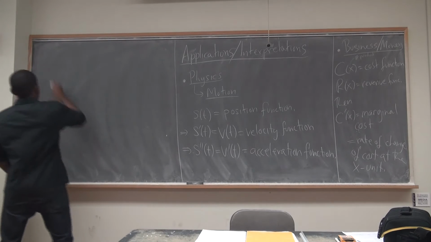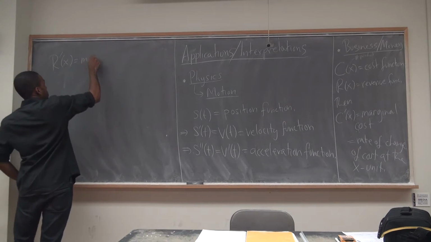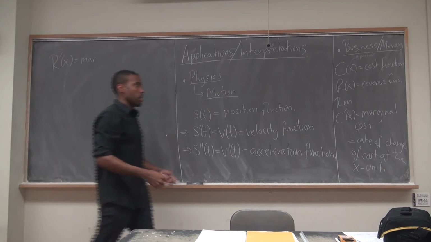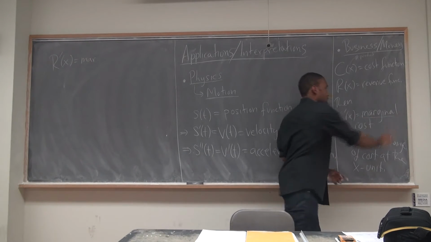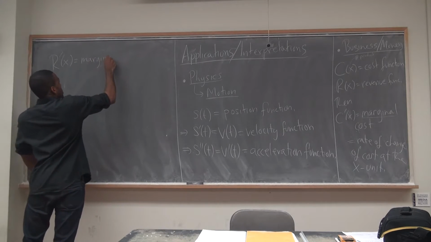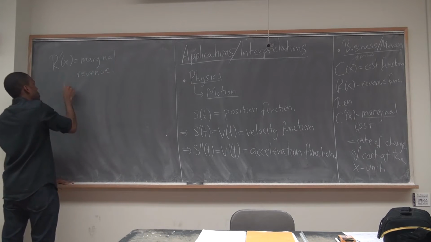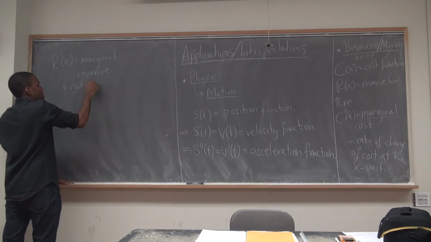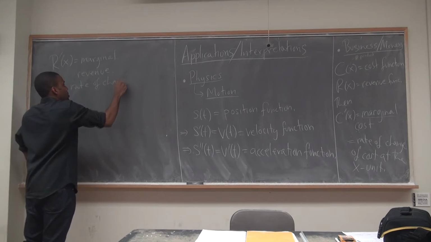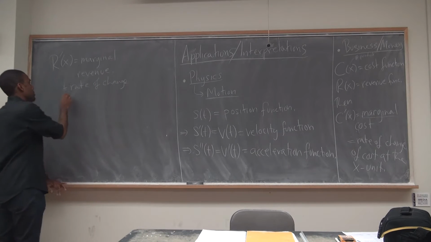Similar for revenue. It's also called marginal. So usually when you're dealing with finances and you're talking about derivatives, marginal is the word that they use, because you're at the margin, you're at the edge. So this is marginal revenue. And so it's the rate of change of revenue. Right? So it's how fast your revenue is increasing at the x product.